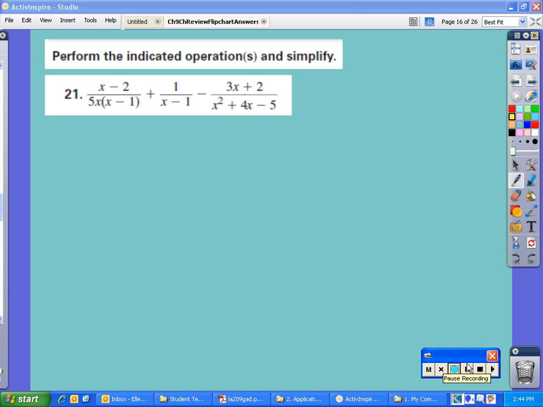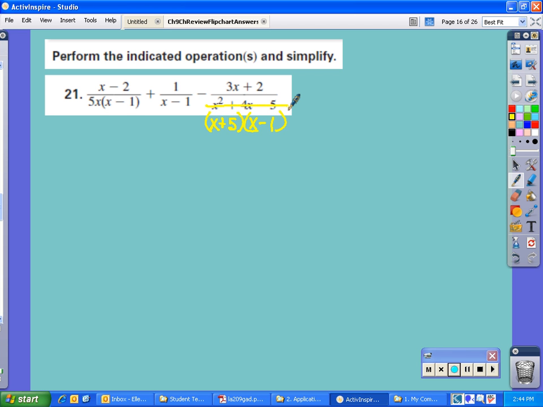Okay, on number 21, we have addition and subtraction. And again, we can't do either of those operations without a common denominator. So, let's account for all of the factors in our denominators. We have 5x, x minus 1, and then let's factor this one to see what's there. Looks like x plus 5 and x minus 1.